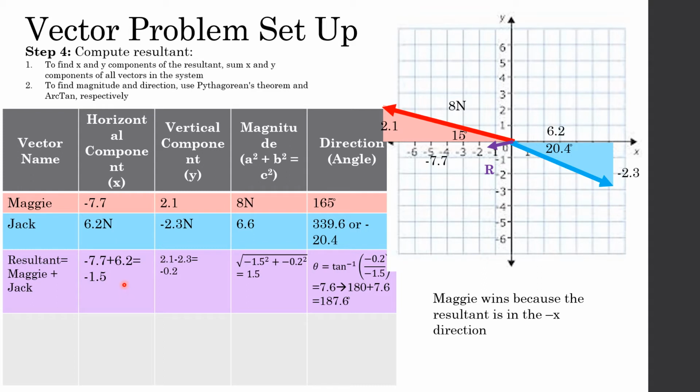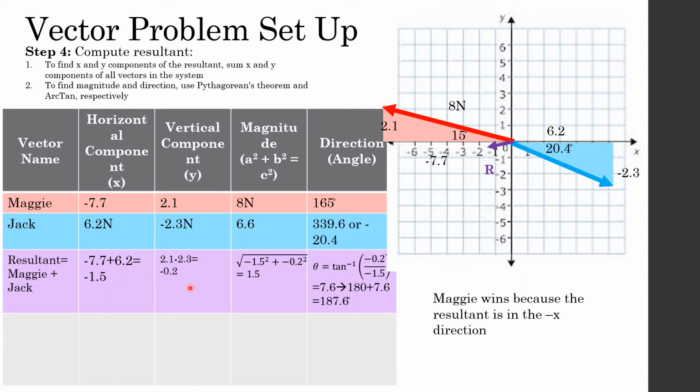To find the x component of the resultant, we're going to add up the forces from Maggie and Jack, right? So negative 7.7 plus a positive 6.2, that gives us a negative 1.5. So right there, we would actually be done if we were in an exam setting, right? Because this is a negative x component, so we know that that means that Maggie won. However, we are doing practice right now, and so we are going to move on and calculate the vertical component, the magnitude, and the direction.